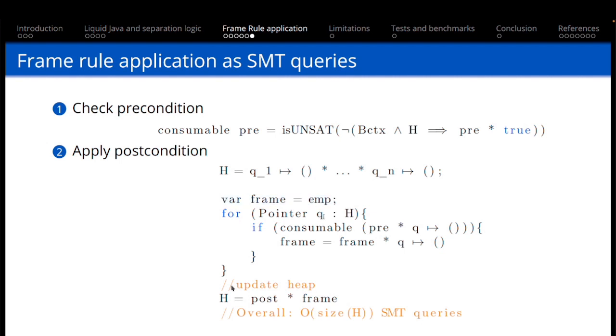We're iterating through each pointer and checking if the pointer which we're iterating with and the precondition are consumable from the heap. The idea is that it is only consumable if it's not duplicated here. And if it's consumable, we are adding it to the rest of the heap. And if it's not consumable, it means that it's already contained in the precondition. Then we're appending the postcondition to the frame, and the postcondition replacement is completed.